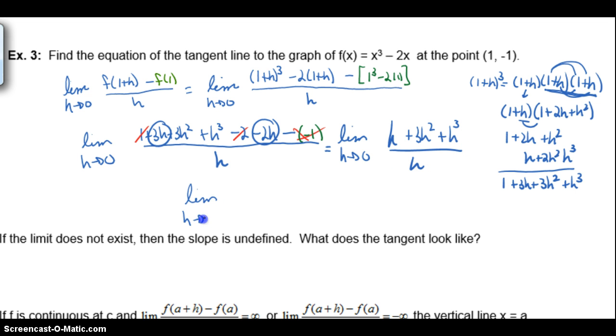And simplifying further, I can pull an h out of all these guys. h times 1 plus 3h plus h squared, all over h. These cancel. And then once you plug in 0 for h, the limit as h goes to 0 of all this stuff ends up equaling 1. Yay.